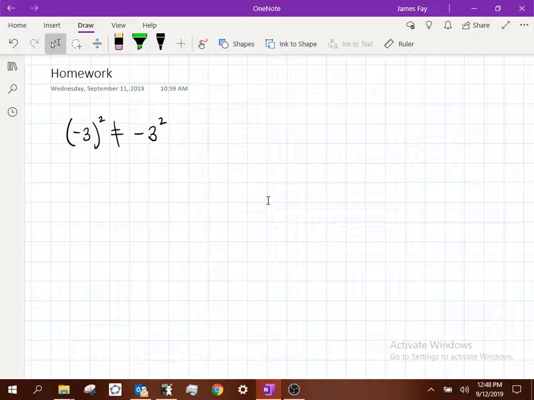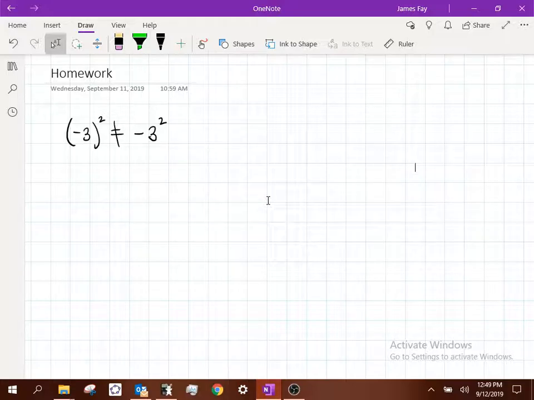So that means we're taking -3 times -3. On the right-hand side, where there are no grouping symbols, the power of 2 goes only to the thing that's directly behind, which is just the 3. Does that make sense? The negative is not directly in front of the power of 2. So there, what we actually have is the opposite of 3 squared. What's 3 squared? 9. What's the opposite of that?